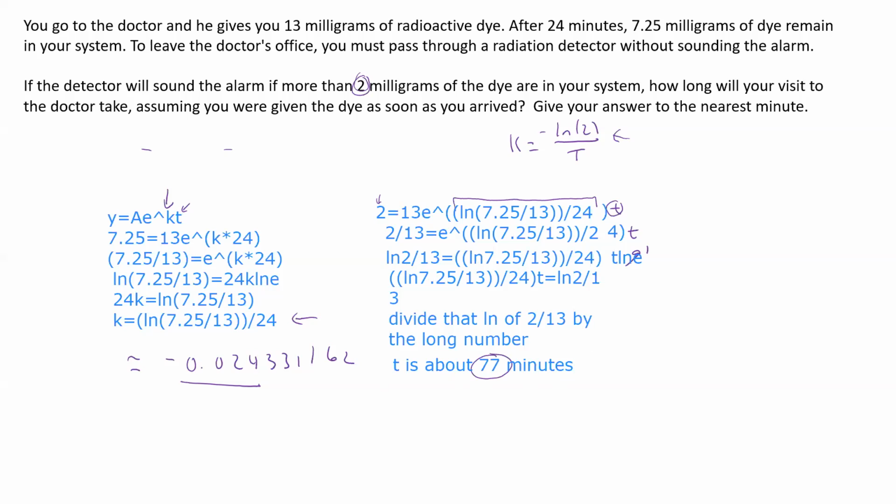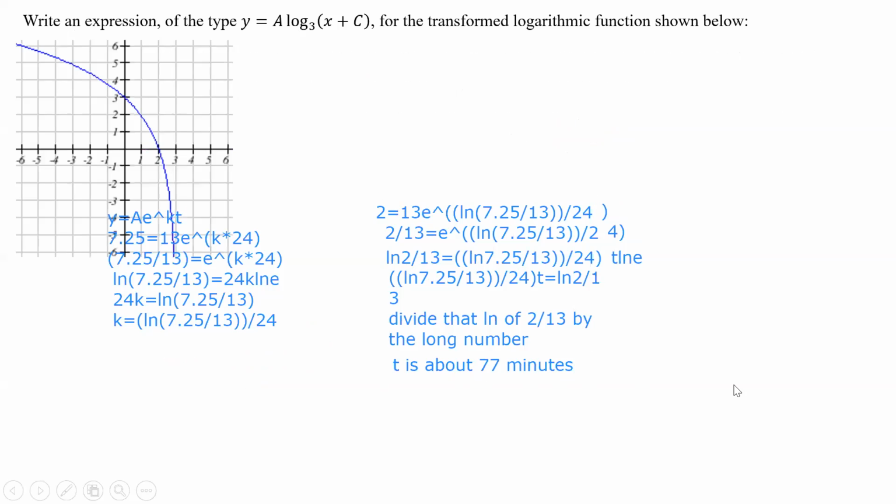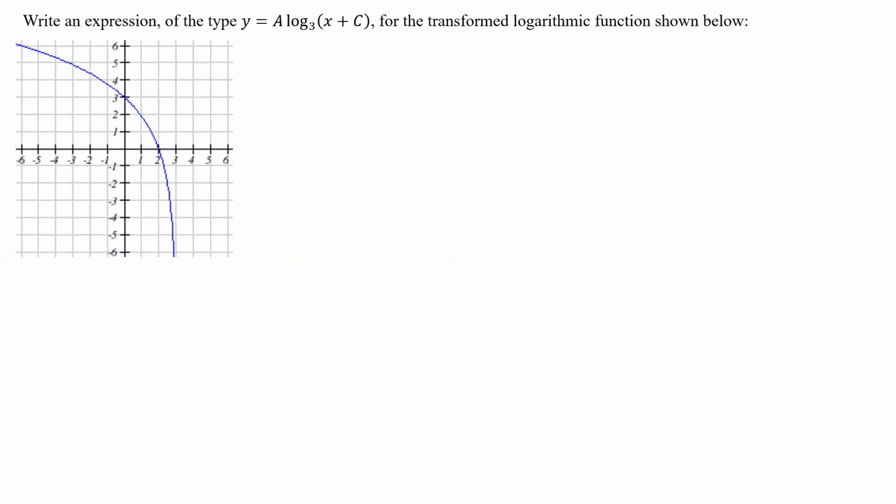All right, so the last one is write an expression of the type, and this is what it gives us. Now, I saved this one for last because I was trying to figure out why, when I did the printout, it lost some of the stuff.